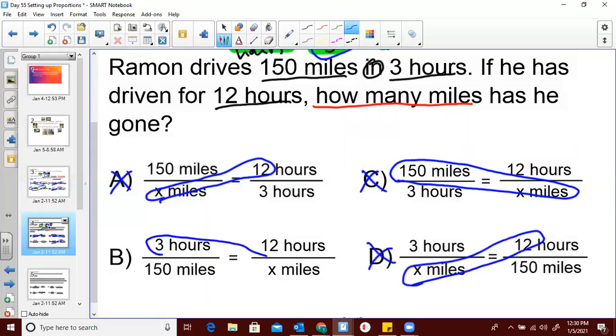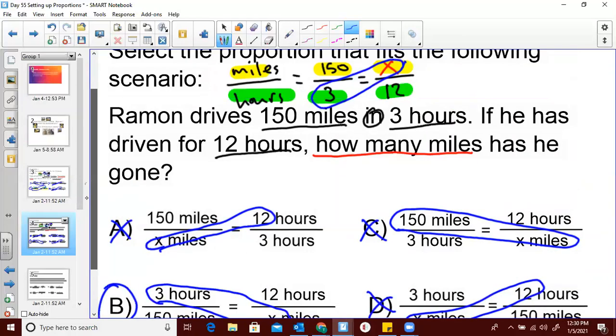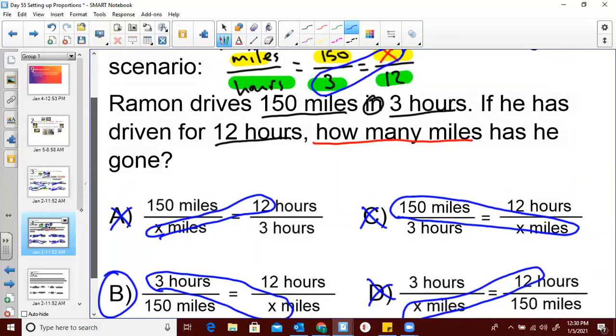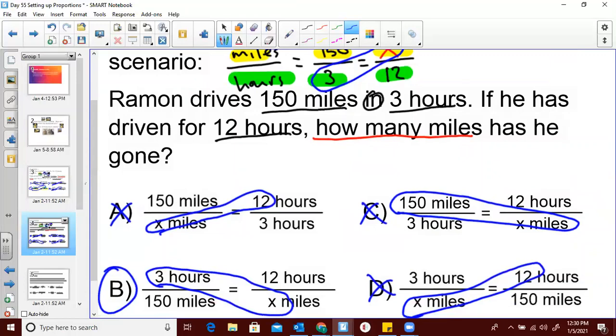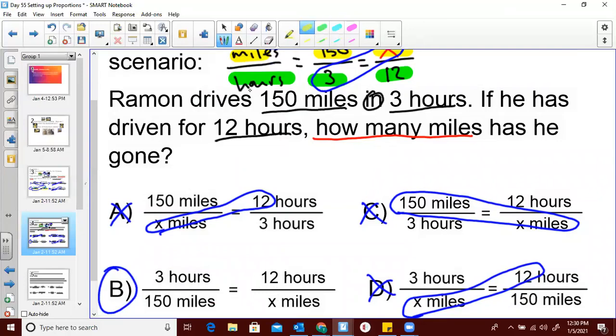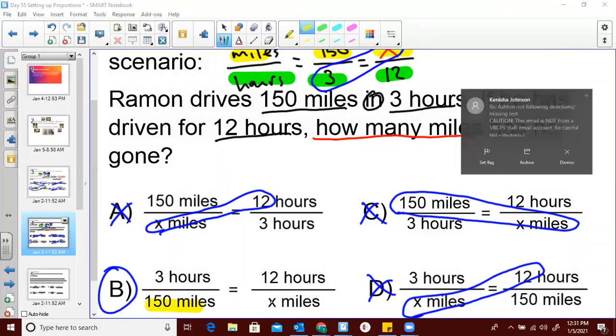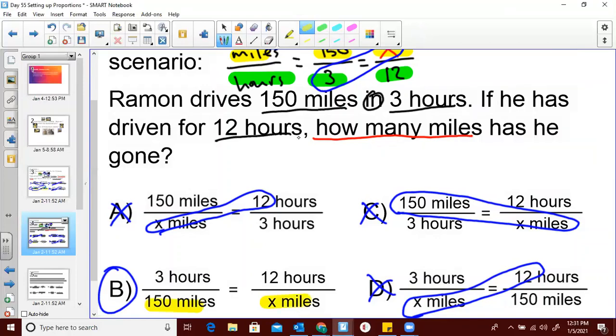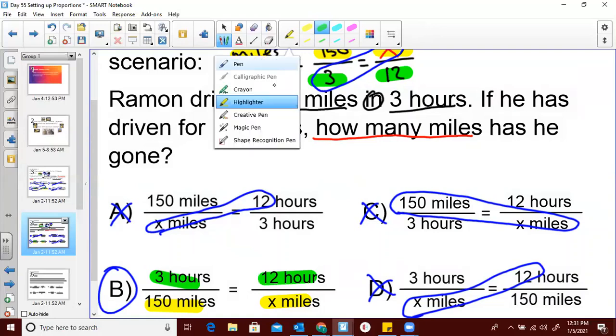And B is again 3, or B is 3 in X, so we know that B is our correct answer. I know you're saying to yourself again, but it doesn't look the same. Well, look, I'm going to pull out my highlighter. Miles, for us, is in the numerator. For the next question, it is in the denominator. Hours is in our denominator, but for the answer, it's in the numerator. So as long as they are consistent, this works.